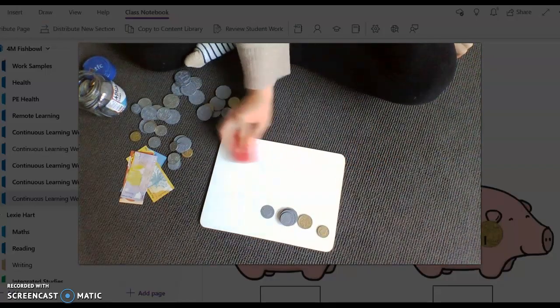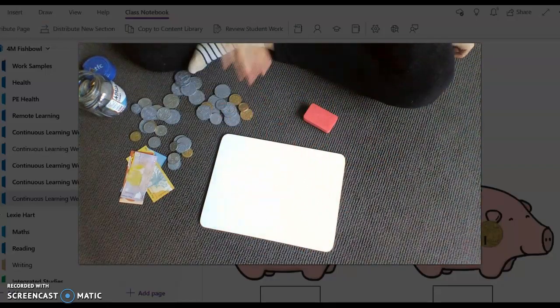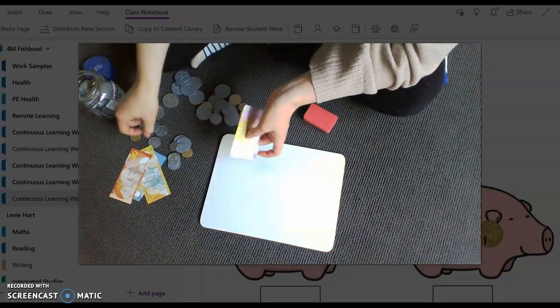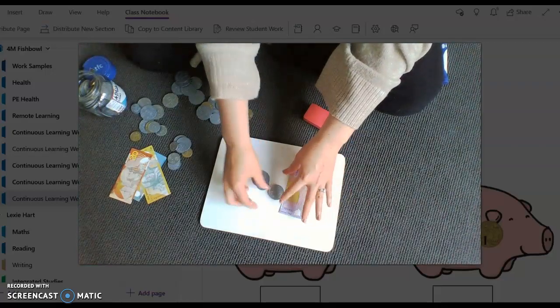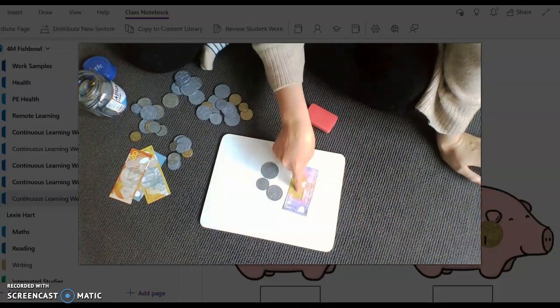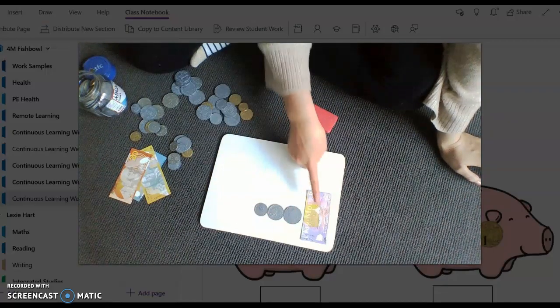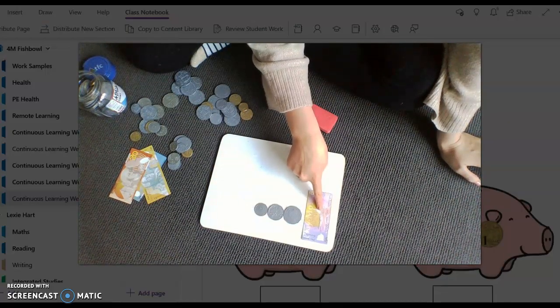Okay, hopefully you're starting to get the hang of it. What if I added a note though? So let me grab some extra coins and a note. So now I'm going to do the same thing. I'm going to put my notes here and then order these. So now I can see how many dollars I have.